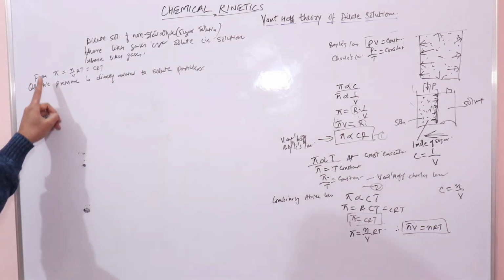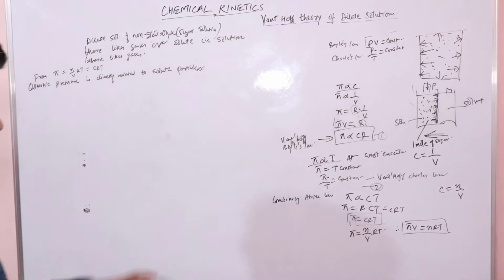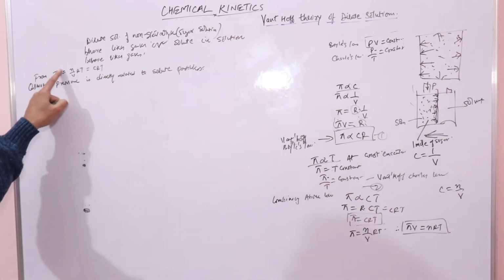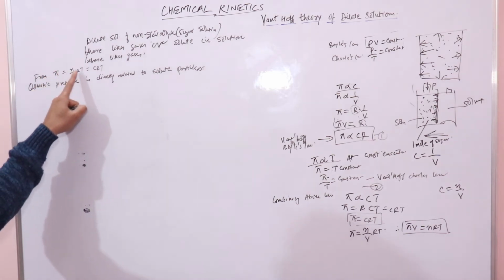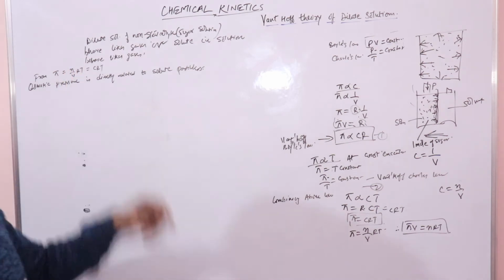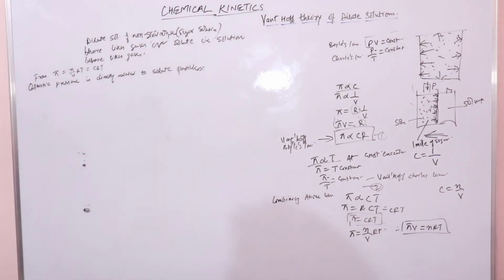here we can easily see that osmotic pressure, which we have to prove is a colligative property, is directly related to the number of solute particles. n is the number of moles of solute particles. So this proves that it's a colligative property, right? And there are some small things that we need to go through.